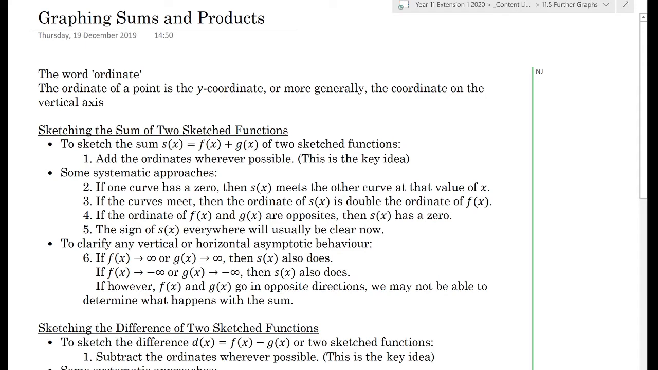Now, to clarify any vertical or horizontal asymptotic behavior, if f of x goes towards infinity, so my function shoots up towards infinity, or g of x shoots towards infinity, so my other function also shoots up towards infinity, then the sum does as well. So when you're adding them together, the sum also shoots off. It doesn't matter which one is, but if one of them is, then the sum is.